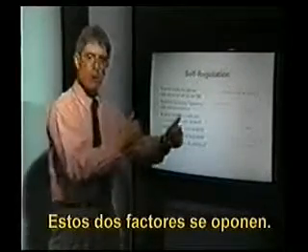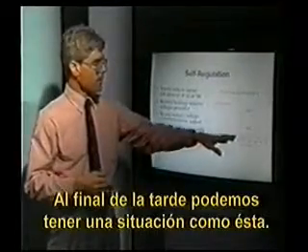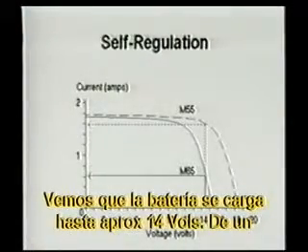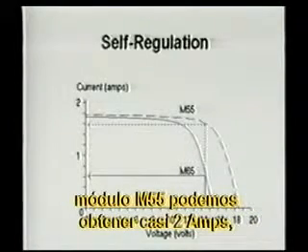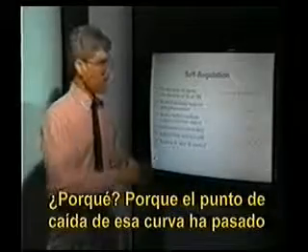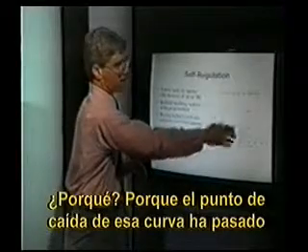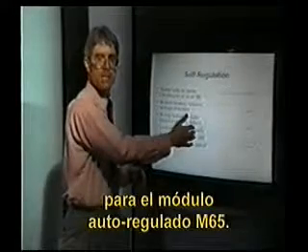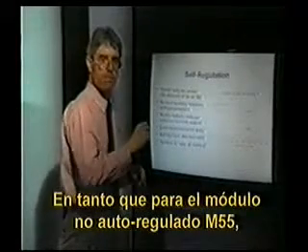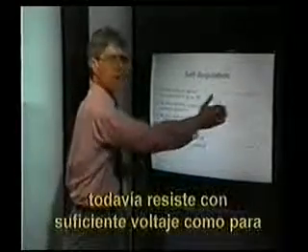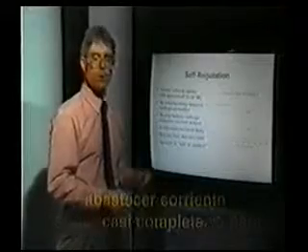These two factors are countering one another. By the end of the afternoon we might have a situation as shown. If we look at the battery being charged up to about 14 volts, we can get almost 2 amps from an M55 module, whereas we're getting maybe half an amp from the M65. Why? Because the fall-off point of that curve has now moved into the range of our battery charging voltage for the M65, the self-regulating module. Whereas for the M55, a non-self-regulating module, it's still hanging out there with plenty of voltage to give us almost full current.